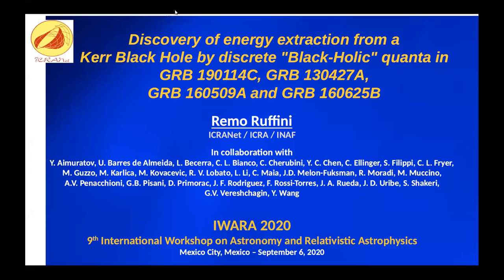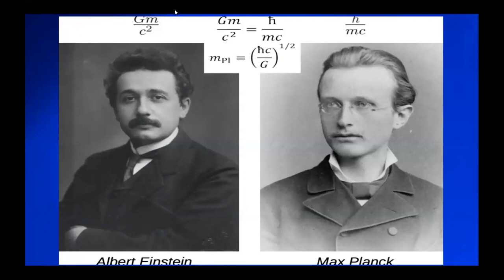I'm speaking about recent progress on the discovery of energy extraction from nuclear black hole by discrete black hole quanta in four different GRB. But before that, let me start generally about the background and a characteristic mass which has been extremely important in relativistic astrophysics.